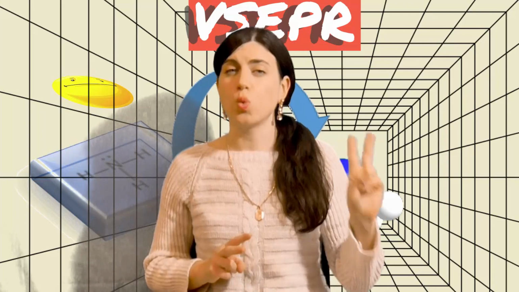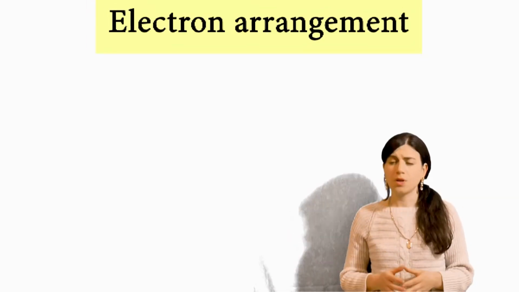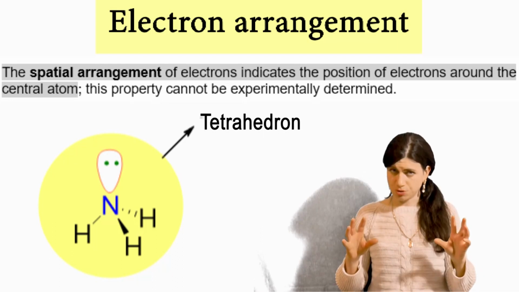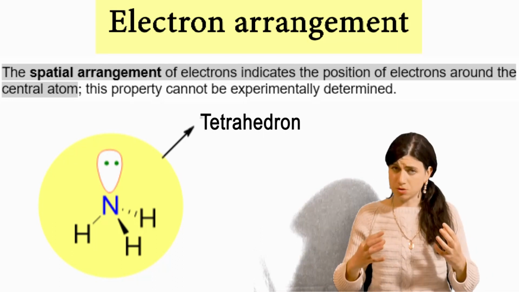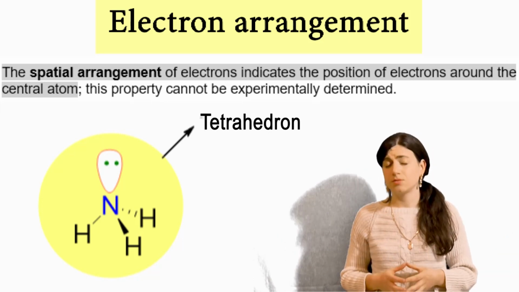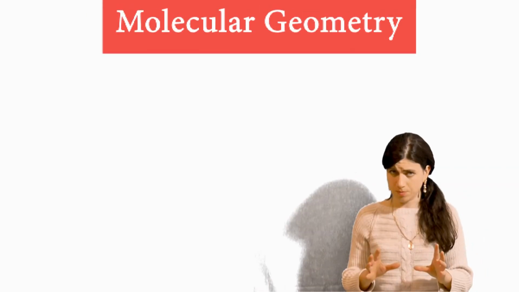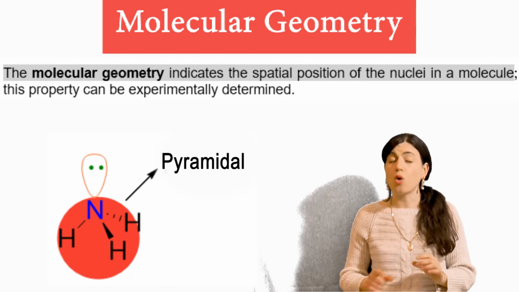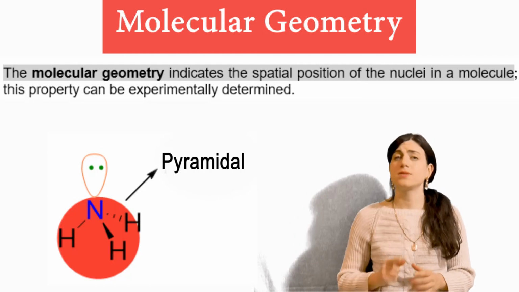Before seeing how to build the molecular geometry with the VSEPR model, we have to understand the difference between these two terms: electron arrangement and molecular geometry. The electron arrangement indicates the position of the pairs of electrons around the central atom. This property cannot be experimentally determined. On the other hand, molecular geometry indicates the position of nuclei around the central atom.